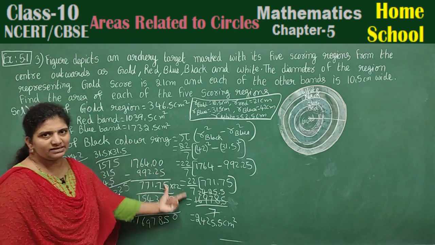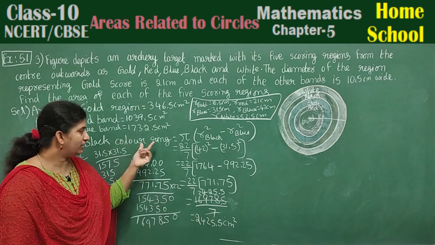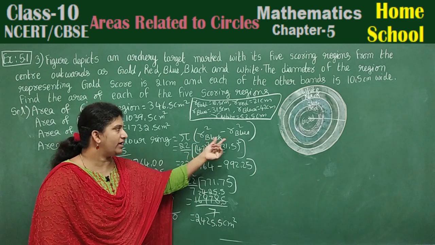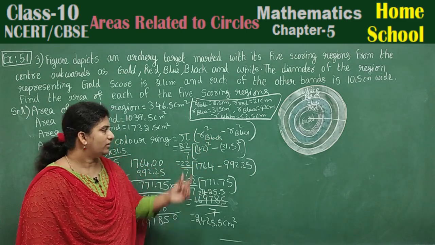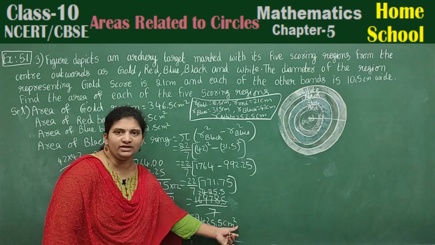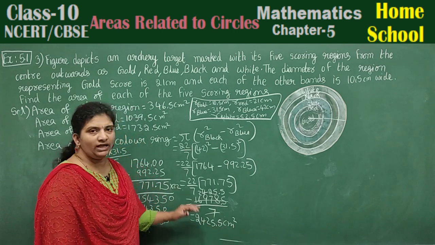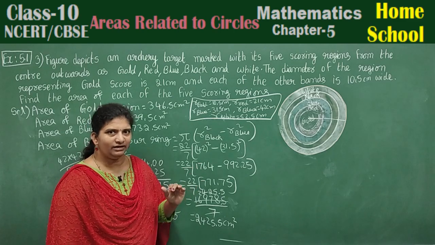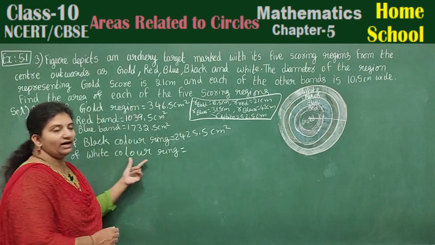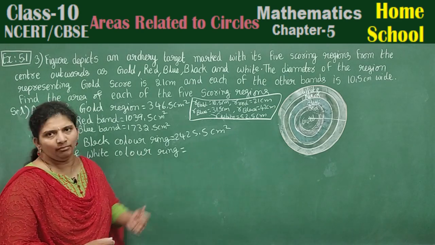So once again, let us see this. If you want area of black colored band, it means pi, radius of black square minus radius of blue color square. If you calculate, you are going to get 2425.5 centimeters square. Okay, let's see the last color area. Let's find out the area of white color ring or white color band.